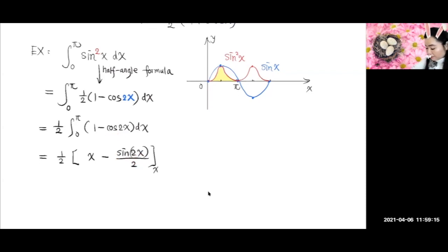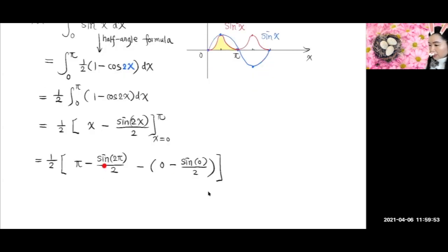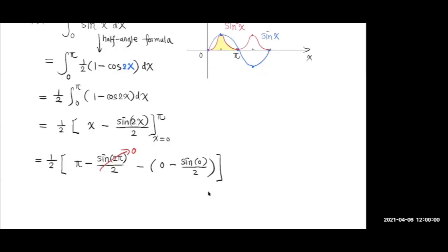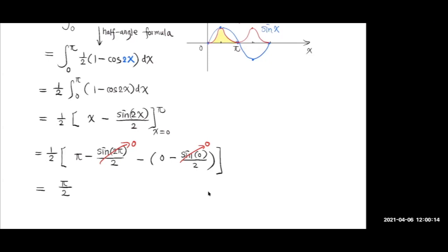So x goes from 0 to pi. Now we're going to substitute the upper and lower limits. Substitute pi in it. Now substitute 0 in it. What's sine of 2 pi? 0. Sine of 0? 0. So the result here will be equal to half a pi, pi over 2.